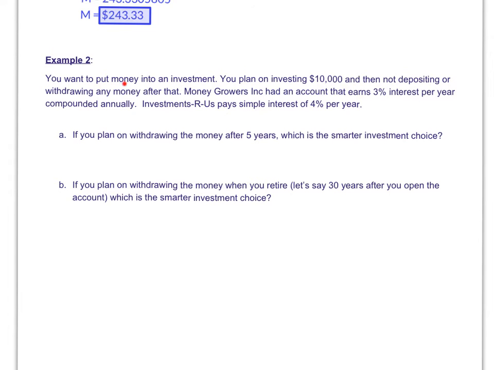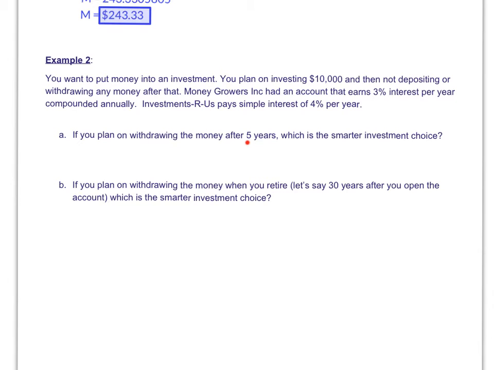Okay, last example. Example 2, you want to put money into an investment. You plan on investing $10,000 and then not depositing or withdrawing any of the money after that. Money Growers, Inc. had an account that earned 3% interest per year compounded annually. Investments R Us pays simple interest of 4% per year. If you plan on withdrawing the money after 5 years, which is the smarter investment choice?